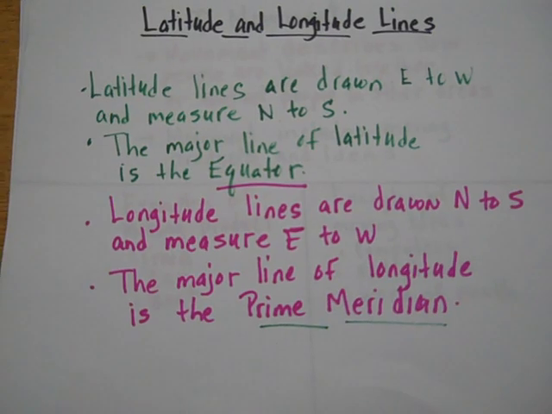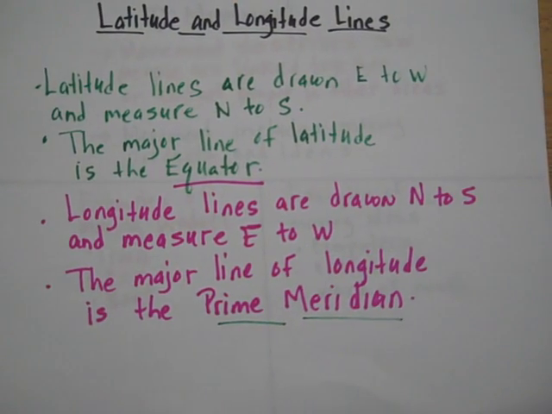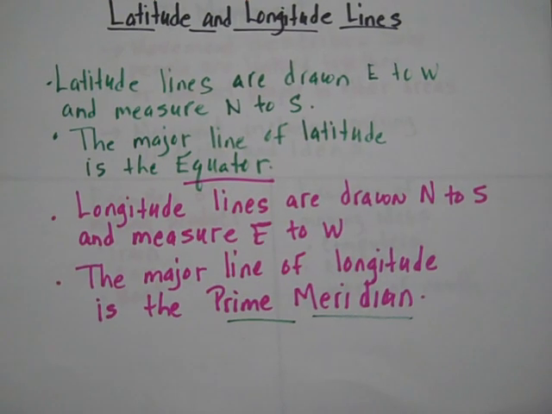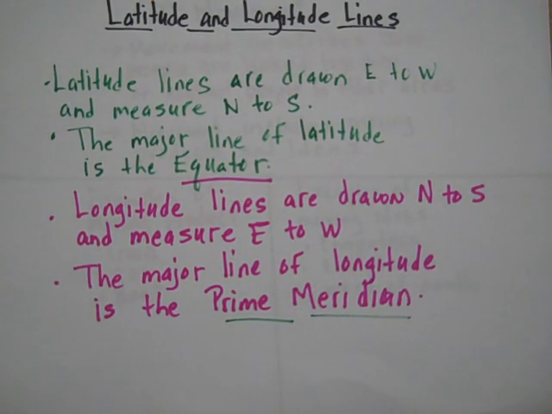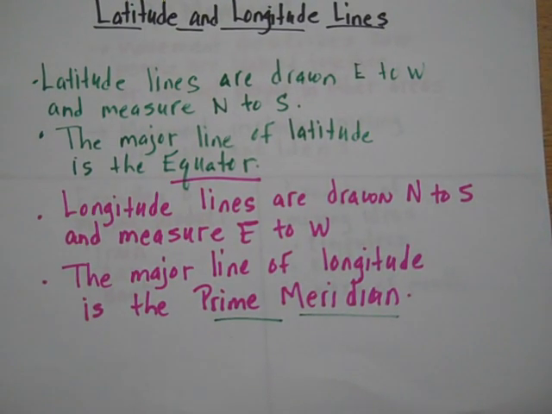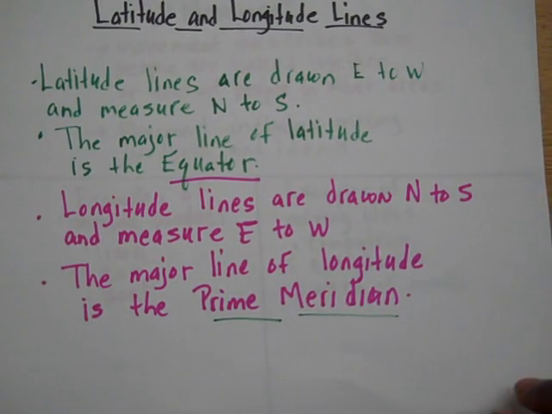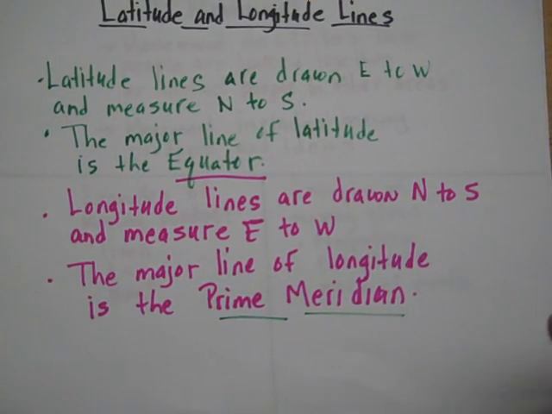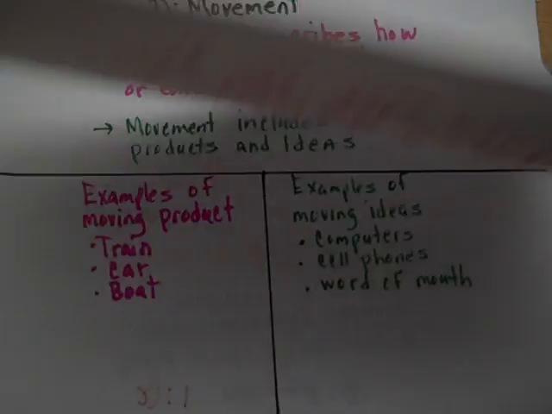Longitude lines are drawn north to south and measure east to west. These locations are measured in order to find the location, and the major line of longitude is the prime meridian. The prime meridian divides the hemisphere east from west.